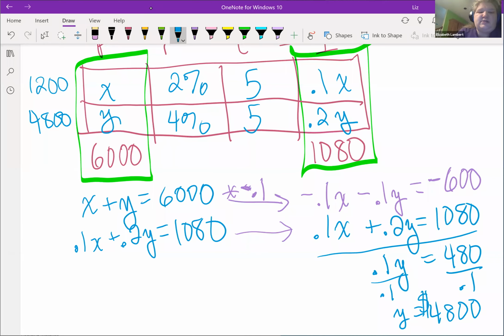2 plus 8 is 10, carry a 1, 4, 5, 6, 6,000. So it adds. And then if I crunch it back in, 1,200 times 0.1 is 120. 480 times 0.2 is double 480, which is 960. 960 plus 120 is 1,080. So it checks.